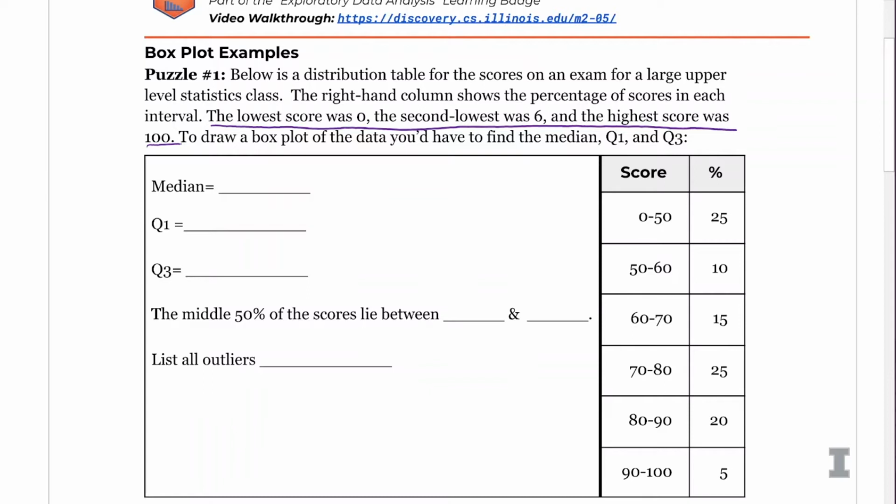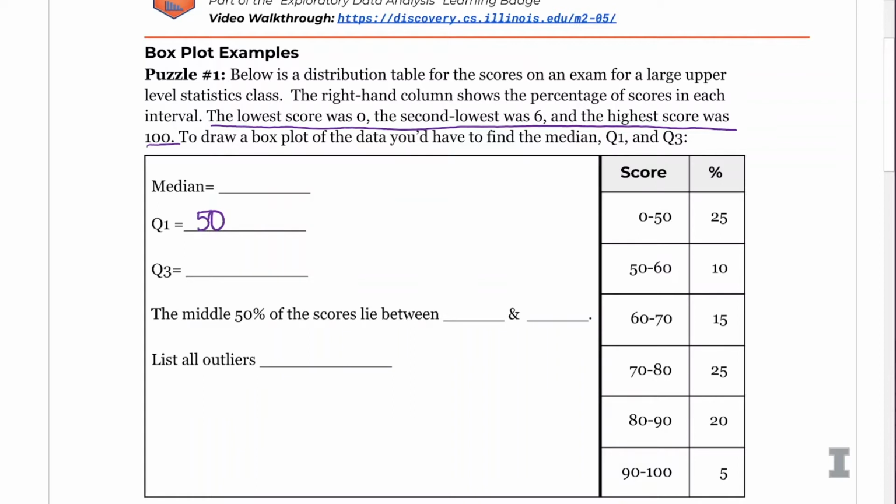So if I look at this table, it says that 25% of the students scored between a 0 and 50 on this exam. So right at 50, there is 25% of the data to the left. That is actually our Q1. I'm going to go ahead and write that down. That is our 25th percentile because there's 25% of the data below 50. So that's not the median. Median is the 50th percentile.